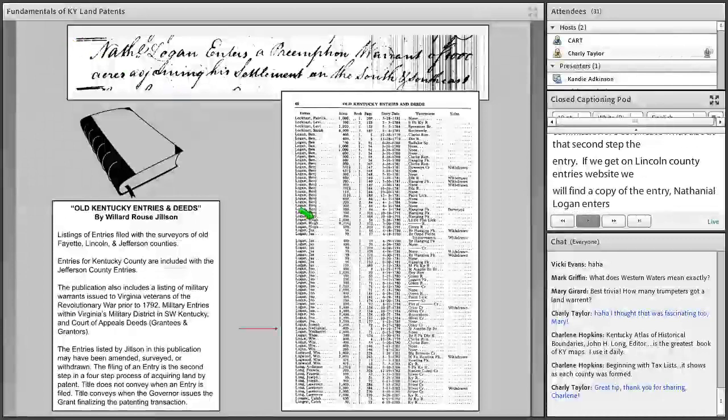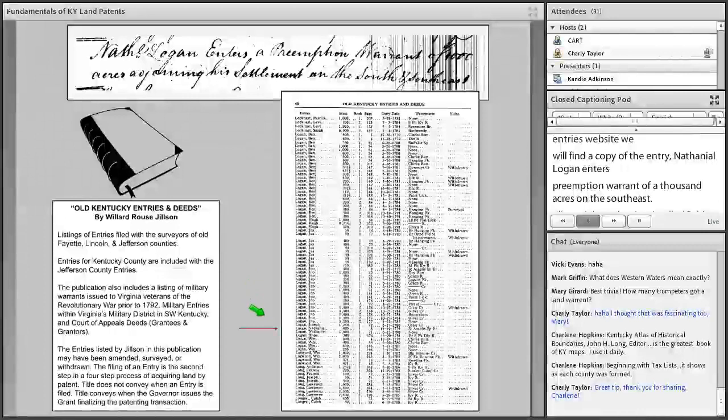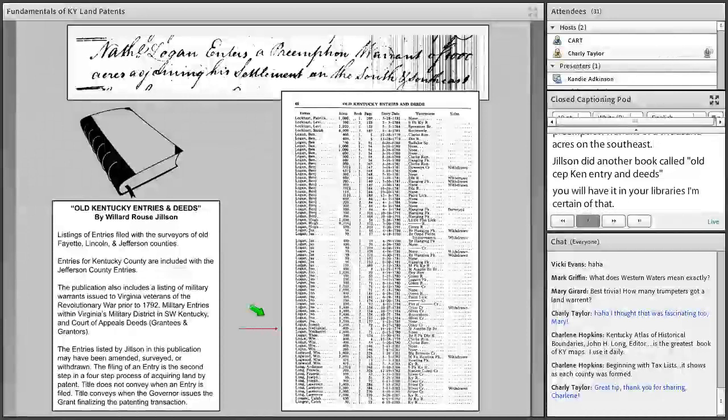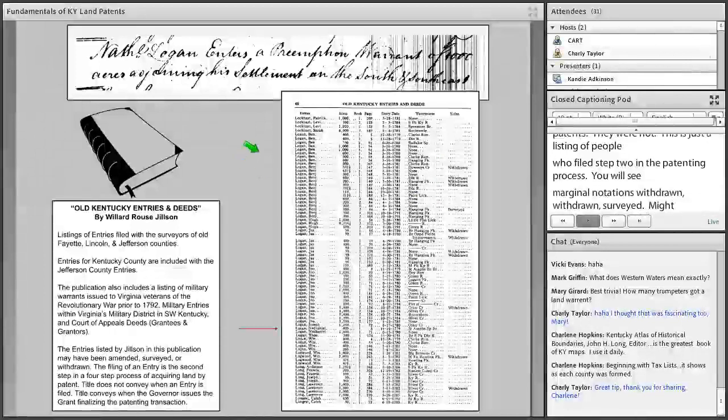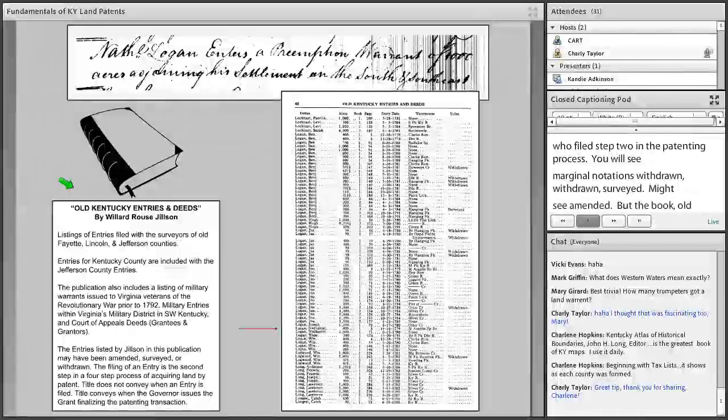Gilson did another book called Old Kentucky Entries and Deeds. You will have it in your libraries, I'm certain of that. But it can be one of the most confusing to the researchers. People will look at these entries and consider them to be patents. They were not. This is just a listing of people who filed step two in the patenting process. You will see marginal notations, or we'll see notations withdrawn, surveyed. You might see amended. But the book Old Kentucky Entries and Deeds is not to be construed as a listing of people who took title. It's just they participated in the patenting process.